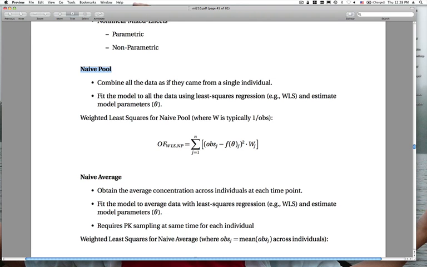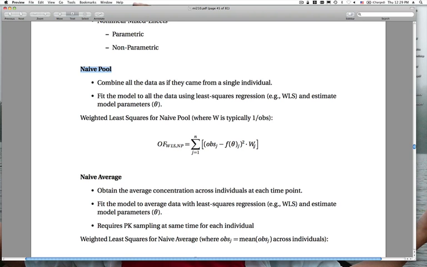We're using an individual level objective function where we're summarizing data points across the entire pool here from 1 to n, but treating them as if they arose from a single study unit or a single individual. And here you see an objective function for a weighted least squares analysis where you have the observed minus the predicted at each time point squared times the weighting factor here, which might be 1 over the observation. Naive pooled is a quick and dirty approach to analyze population data.